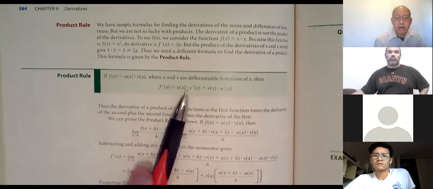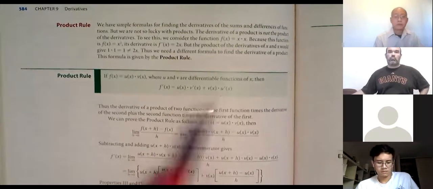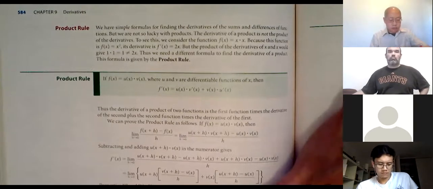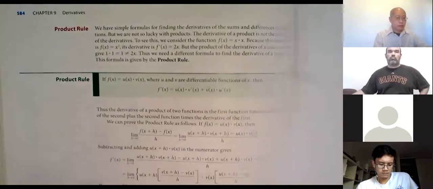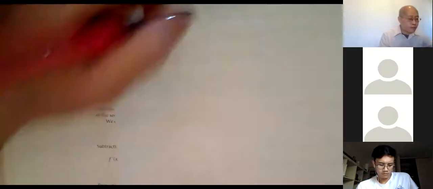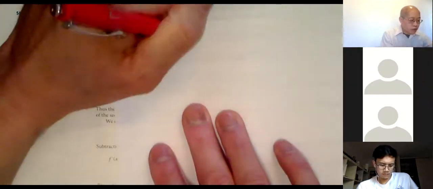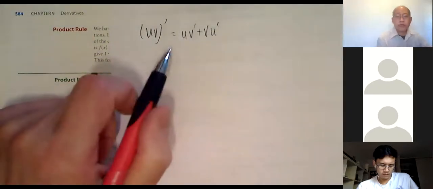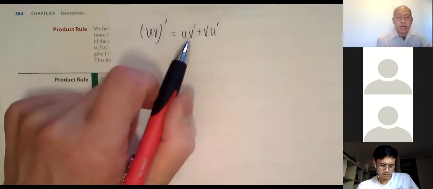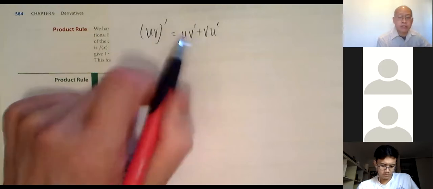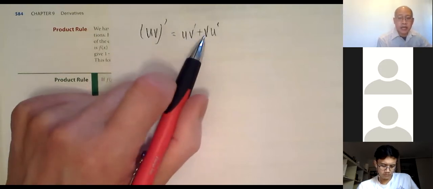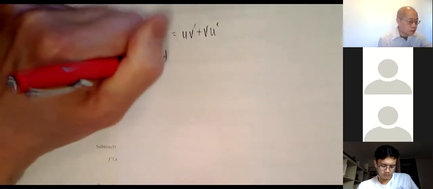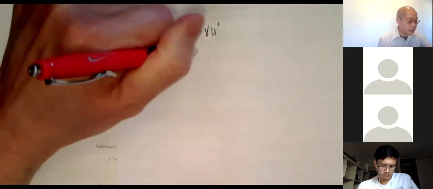uv' plus vu'. You can put the x's if you want, but I think it's a lot shorter if you just write it like this. So I'm just going to write that: (uv)' is uv' plus vu'. In words, just copy the first function times the derivative of the second, plus switch it around. Copy the second function times the derivative of the first. So this is called the product rule. That's how you differentiate when you have something times something.